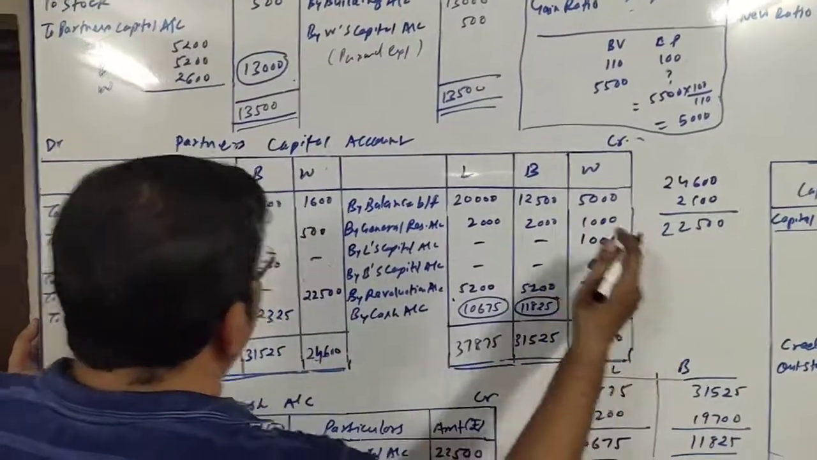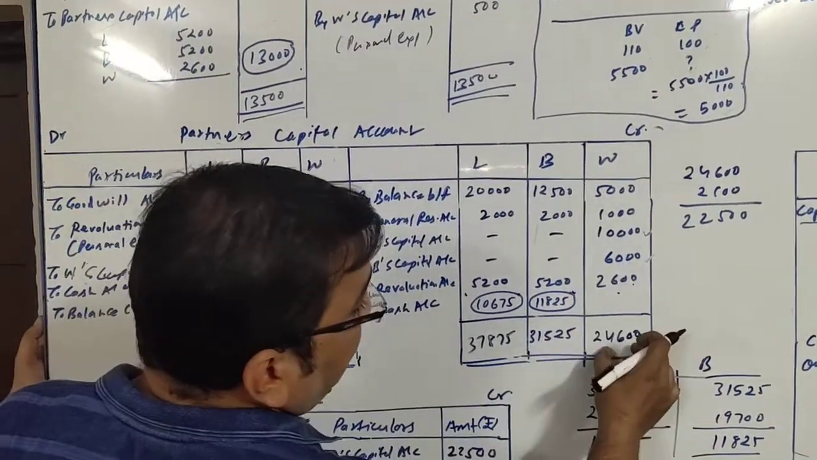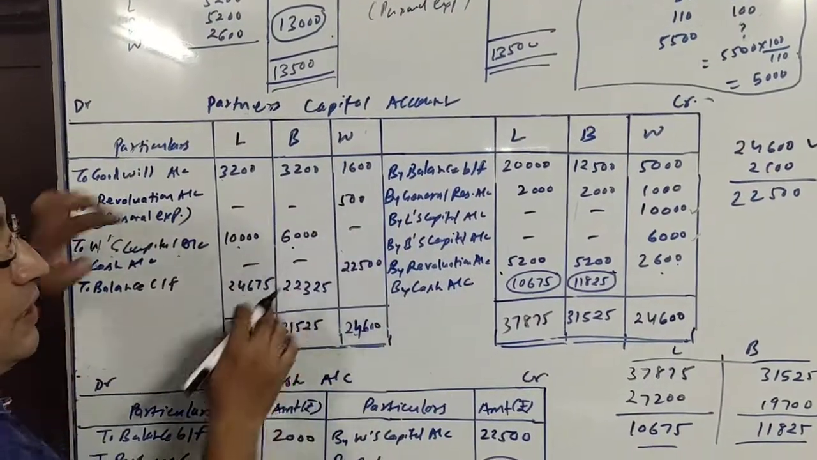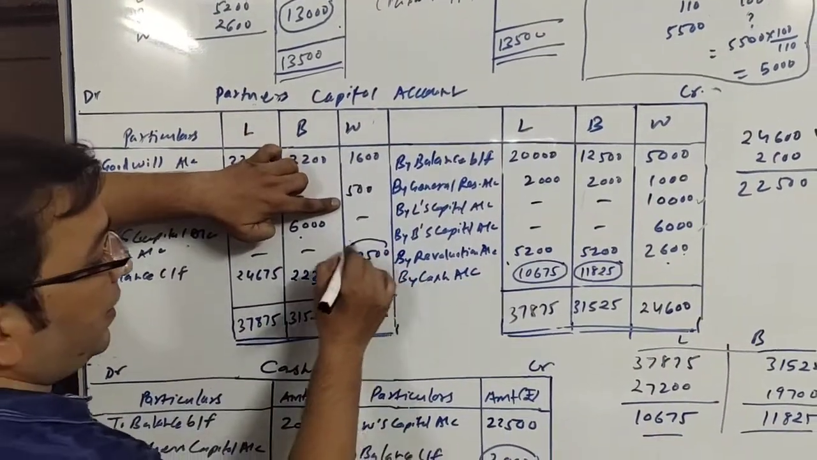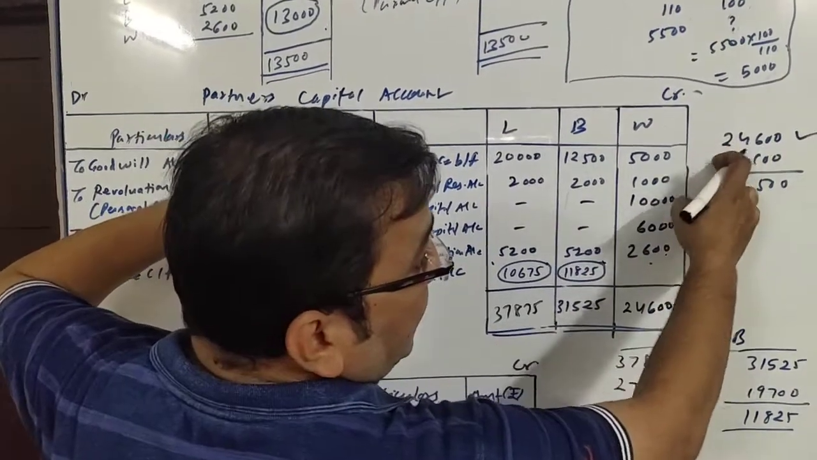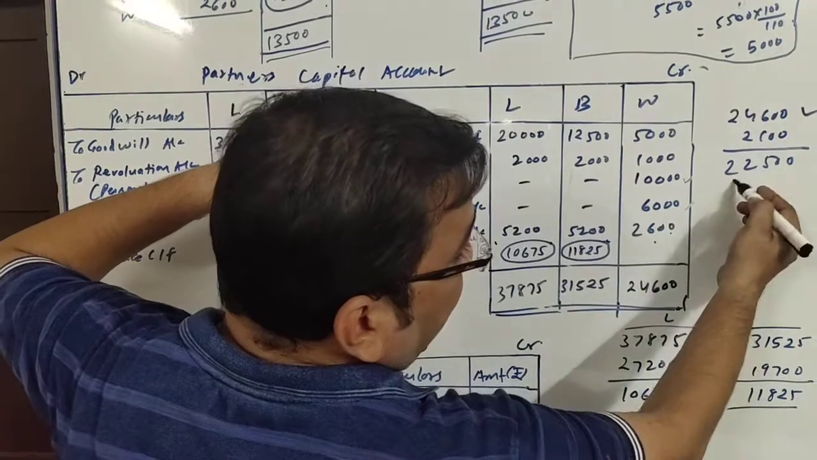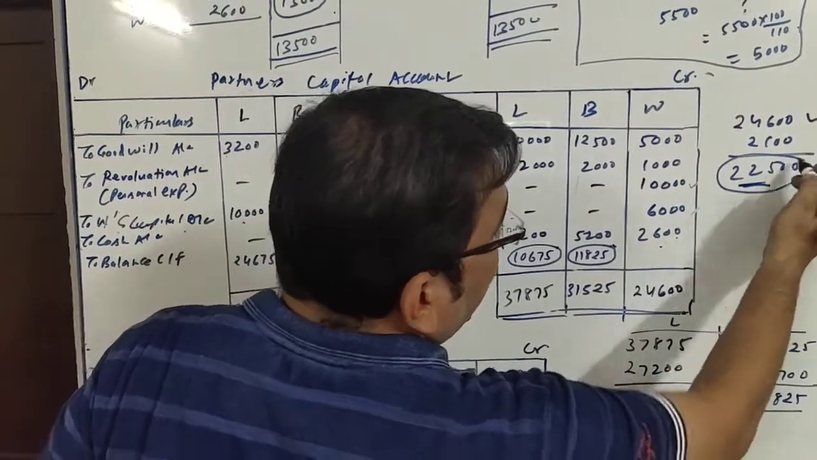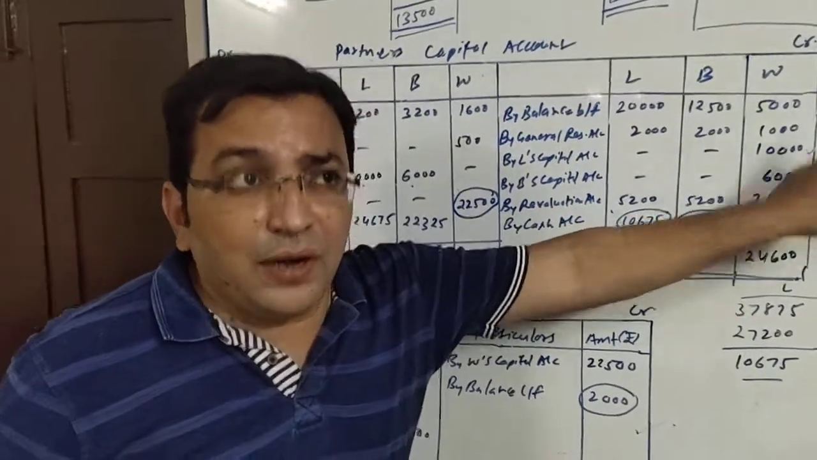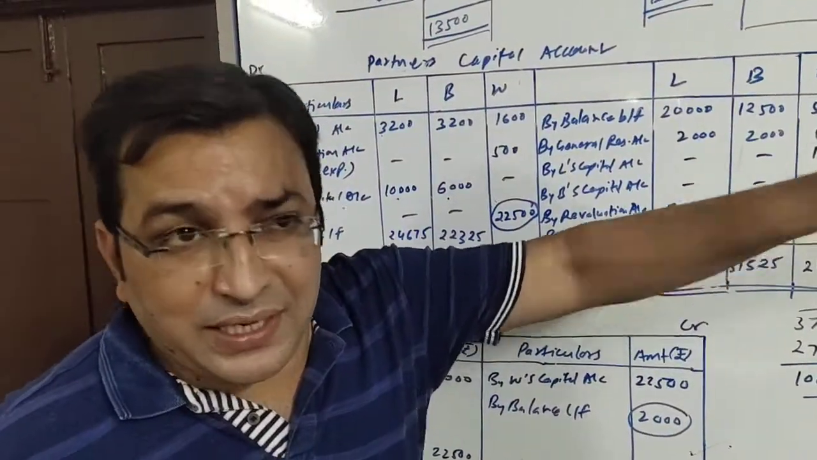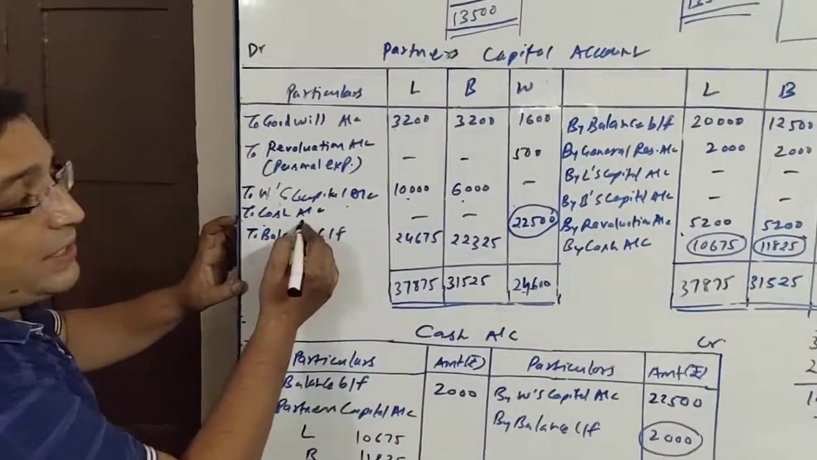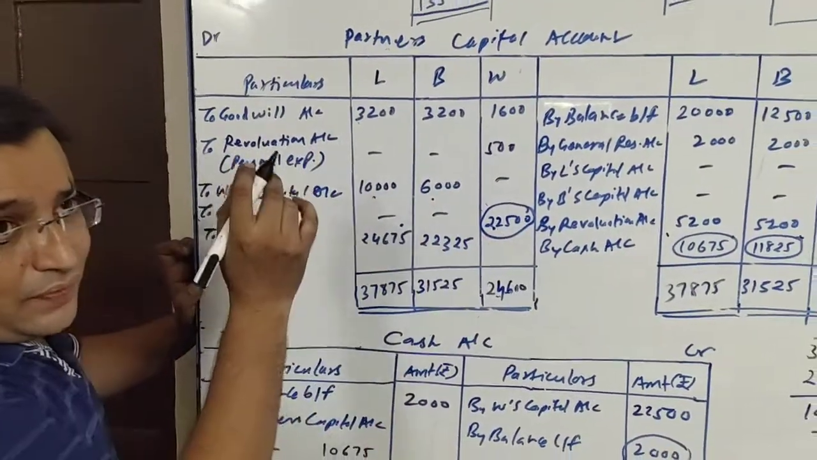When I close W's capital account, the credit side total comes to 24,600, and on the debit side only two items are there, 1,600 and 500. So 1,600 and 500, 2,100. When I deduct 2,100 from 24,600, I get 22,500. So 22,500 is the amount payable to W, which is to be paid in cash. It is mentioned in the last adjustment. So here we are writing to cash account 22,500.